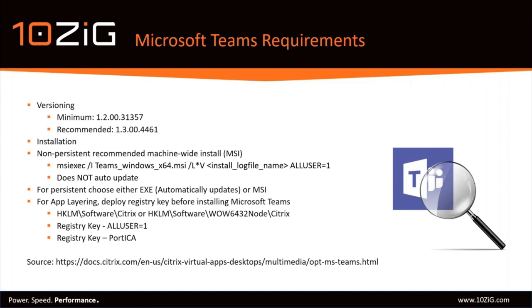So for non-persistent VMs, it's recommended to install the MSI version of Teams, since this does not perform auto-update. There's an example of installing via the MSI file on the slide, as well as in the Citrix docs that you can see sourced there below. So that's for non-persistent VMs. For persistent, you can choose either the MSI or EXE, dependent on your auto-update requirements. And finally, if you're deploying Teams in conjunction with app layering, just pay attention to those registry keys there, which need to be created prior to installing Teams.